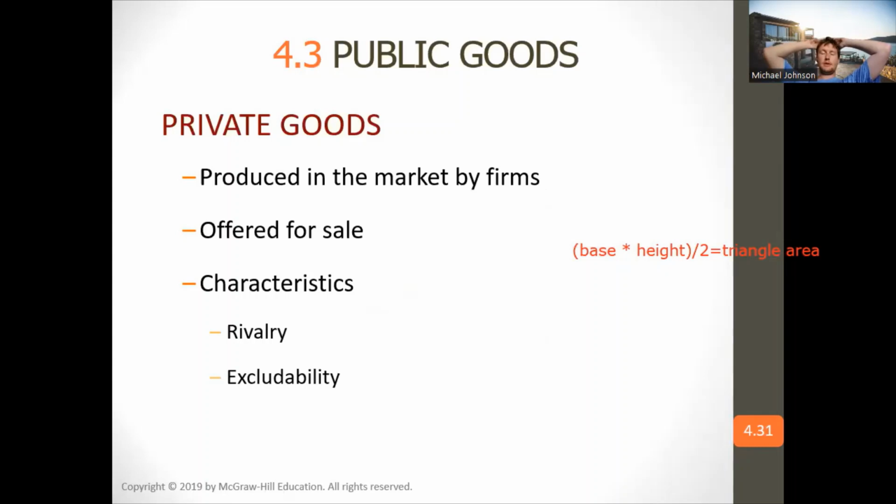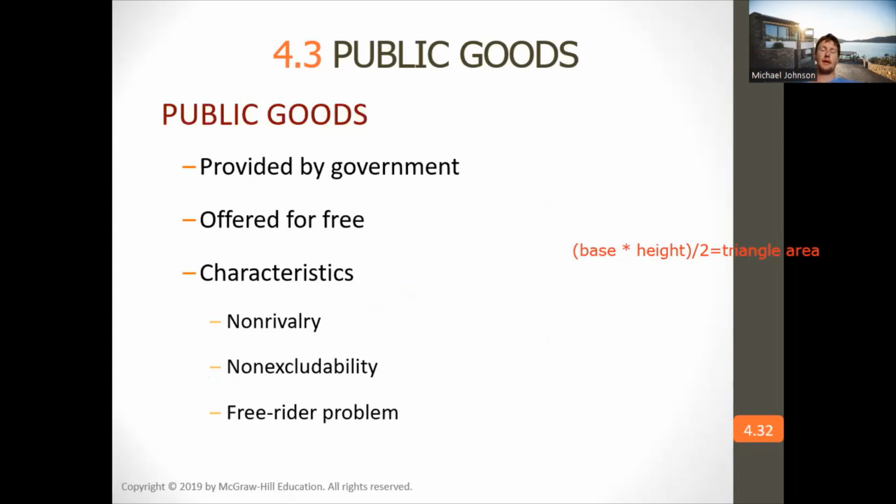So private goods are produced in the market by firms, offered for sale, they're rival and excludable. Public goods are provided by the government, offered for free. They're non-rival, non-excludable, and they have the free rider problem. The problem means that people who don't pay taxes still have the benefits of them. So people who don't pay taxes still benefit from the military because the military protects everybody.